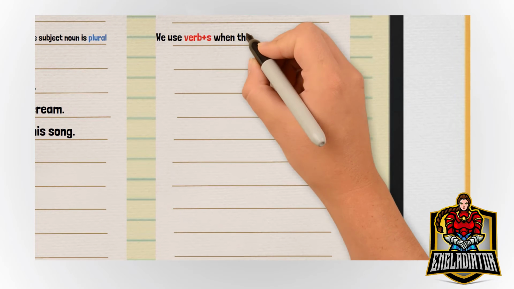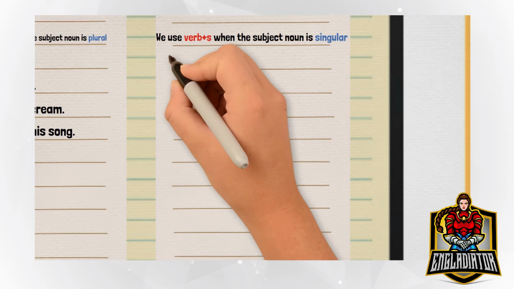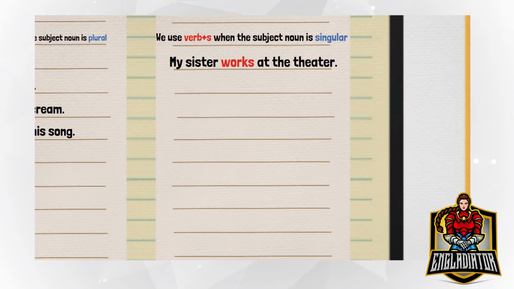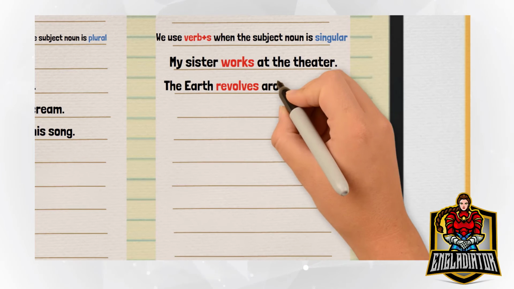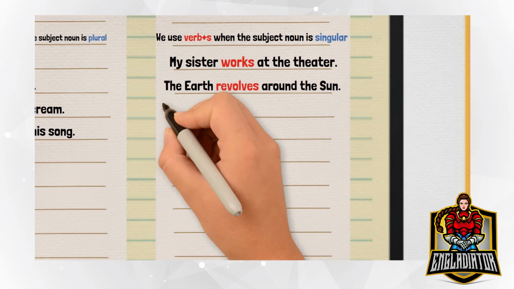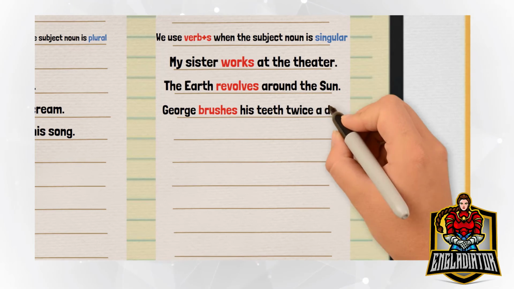We use verb plus s when the subject noun is singular. For example, my sister works at the theater. The earth revolves around the sun. George brushes his teeth twice a day.